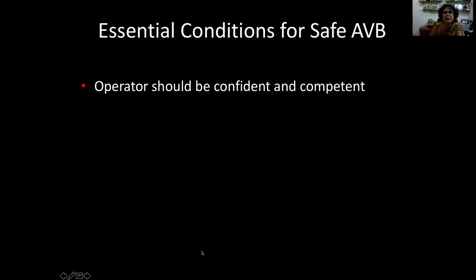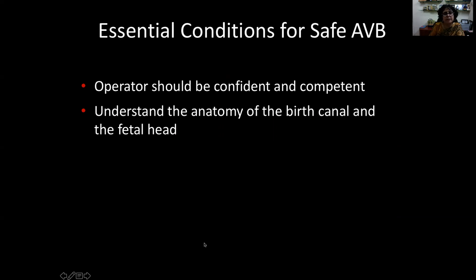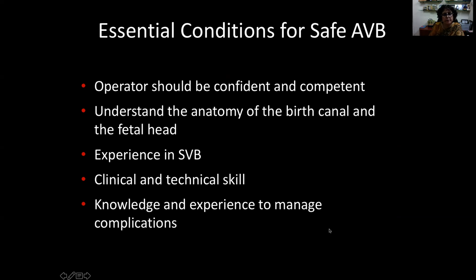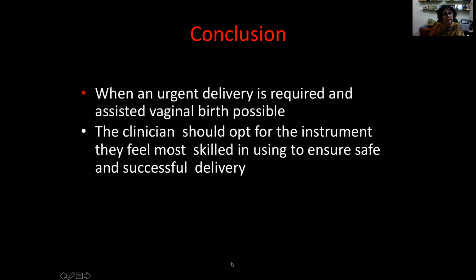Now, the essential conditions for safe assisted vaginal birth. Operators should be confident and competent, understand the anatomy of the birth canal and the fetal head, have experience in doing these procedures, clinical and technical skill, and the knowledge and expertise to manage complications. Now, the conclusion: when urgent delivery is required, assisted vaginal birth is possible. The clinician should opt for the instrument with which they feel most skilled to ensure safe and successful delivery.